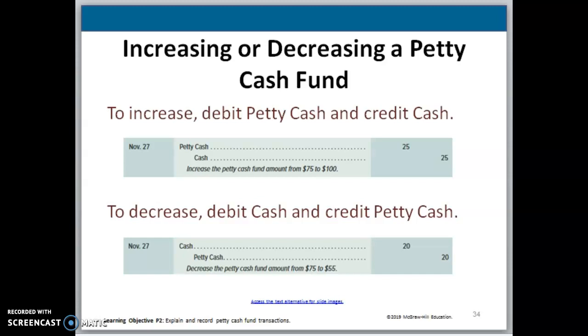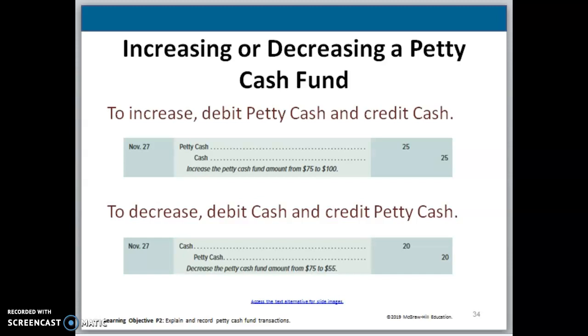So to increase petty cash, we're just going to debit petty cash for the additional amount. Remember, we had already set up petty cash for $75. So if we wanted to go from $75 to $100, we're just going to debit petty cash for the difference. So we debit petty cash for the difference of $25, and we're taking $25 out of our cash account. We're going to get a check cut again for $25, and that's going to bring that petty cash that we have on hand to a total of $100.